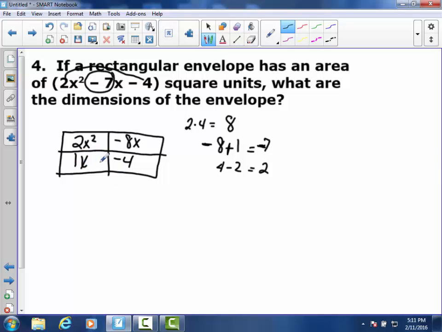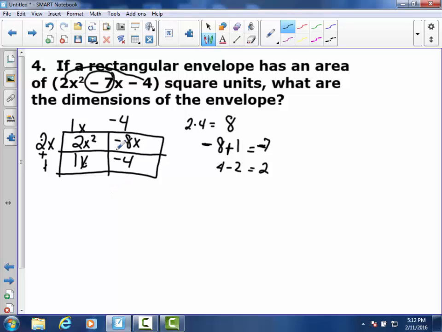Okay, so now I'm looking, how can I get 2x squared? Well, I'd have to multiply 2 times 1 and x times x. Right? And how do I get negative 8x if one of my numbers is 2? Well, negative 4 times 2 gives me negative 8. And I've already got the x, so I'm good. Okay. And then I look at this box here, 1x, and that's also 1x. So I just need a positive 1 to make that happen. 1x times positive 1 is 1x. Negative 4 times 1 is negative 4.